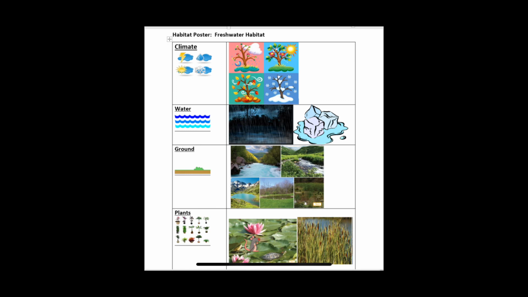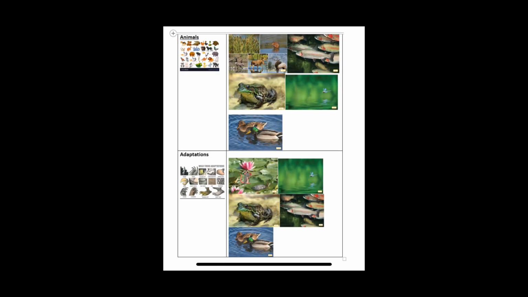Before we jump into the activity portion of our journal, let's review what we learned about freshwater habitats. Climate varies, meaning that it's different all over the world, so it can experience all 4 seasons. Water. In this habitat, the water comes from rain, melting snow, and ice. Ground. Land by the water's edge, otherwise covered with water. Plants. Water lilies and cattails. Animals include turtles, beavers, rainbow trout, and other fish, bullfrogs and other frogs, ducks, geese, and snakes.